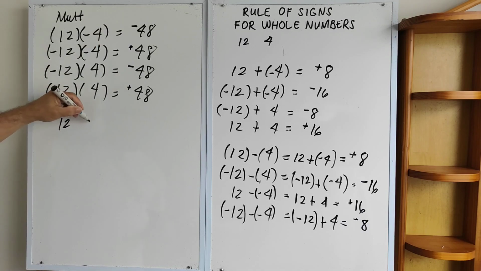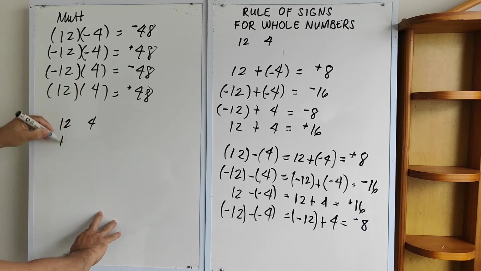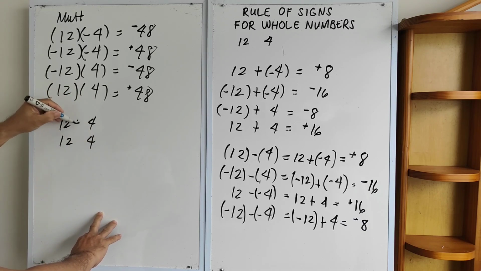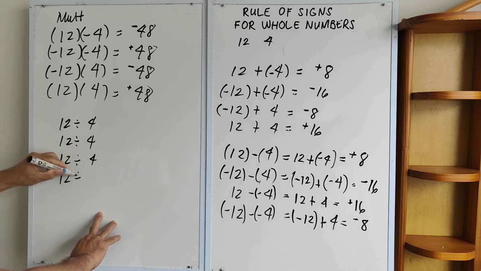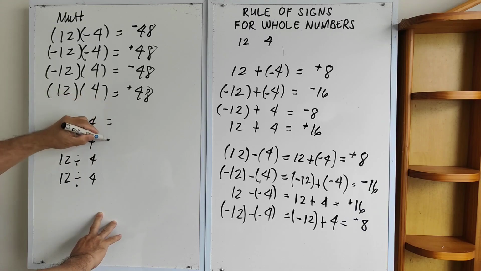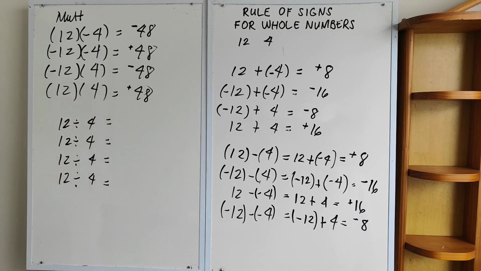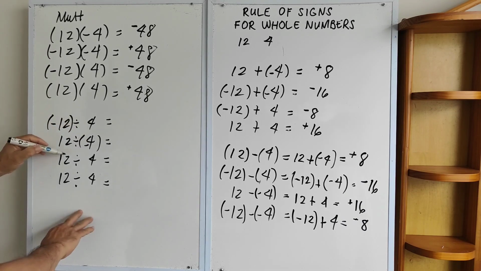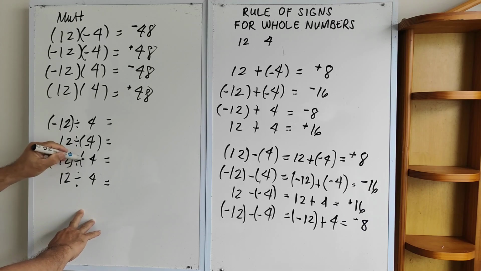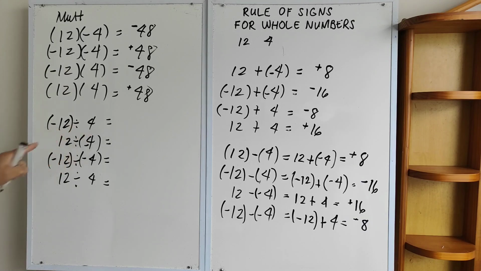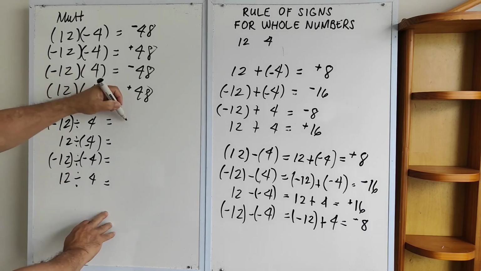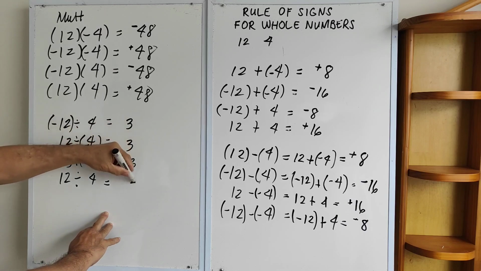We now go to division. Let's put 12 and 4, division, 12 divided by 4, 12 divided by 4. Again, we will assign signs. Let's say this is negative, this is negative, this is negative, negative, and these are positive. So again, 12 divided by 4 is 3. They will all have the same answer, 3, 3, 3, 3.